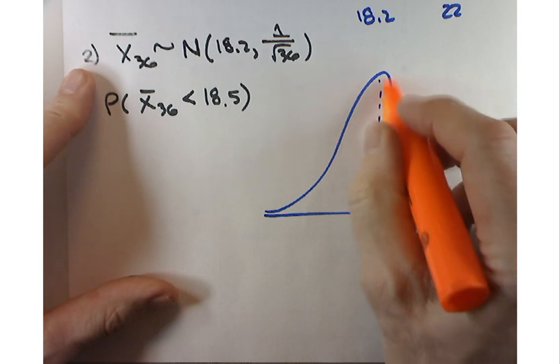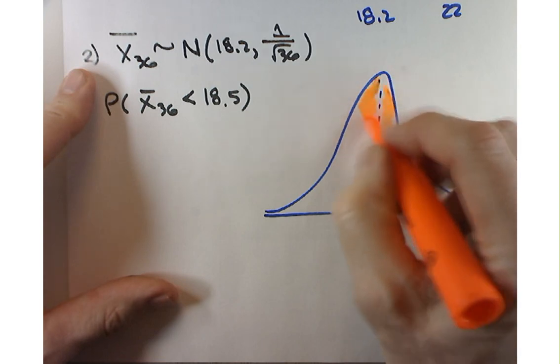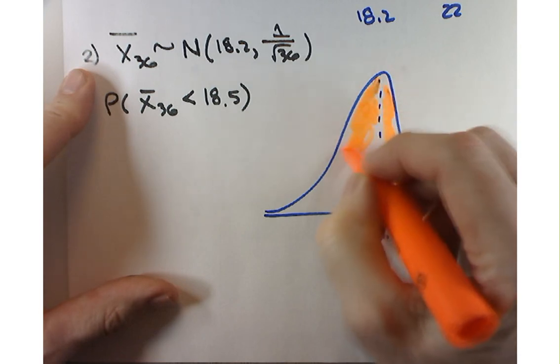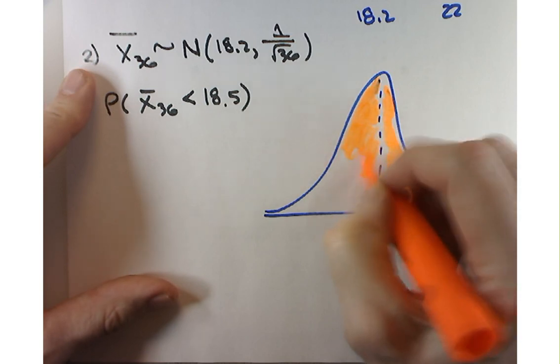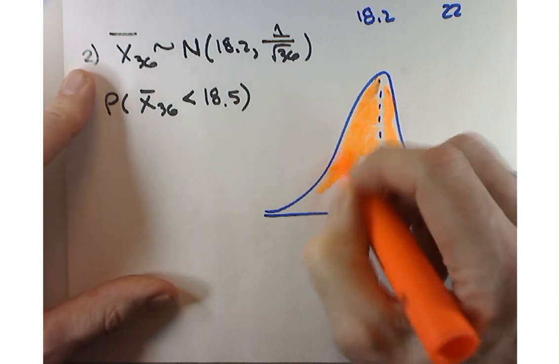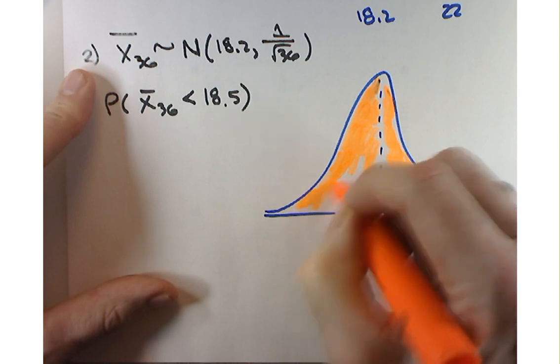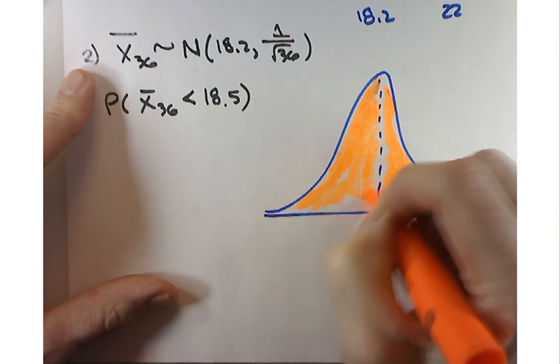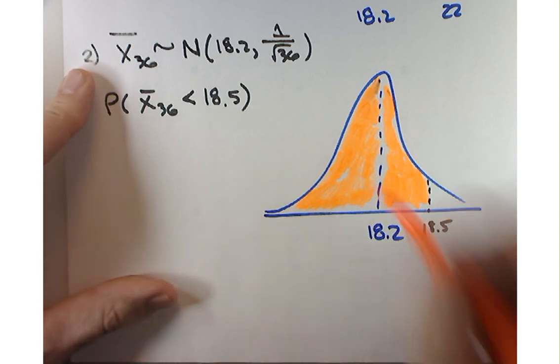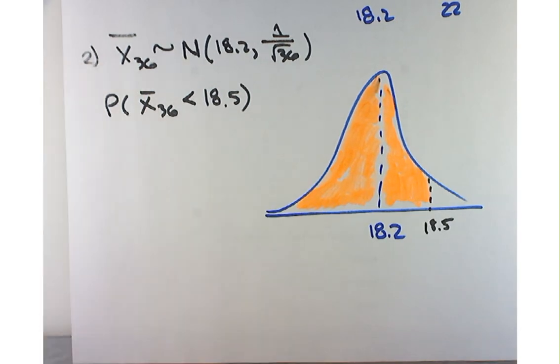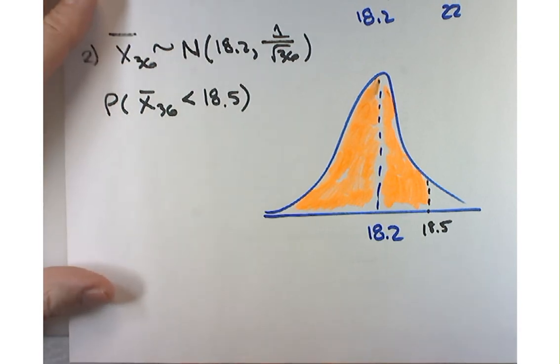I still want the area in the left tail. So that's going to be this area here. Area in the left tail is going to be convenient because that's the way Google Sheets works, it gives you the area in the left tail. Okay. I want that area.